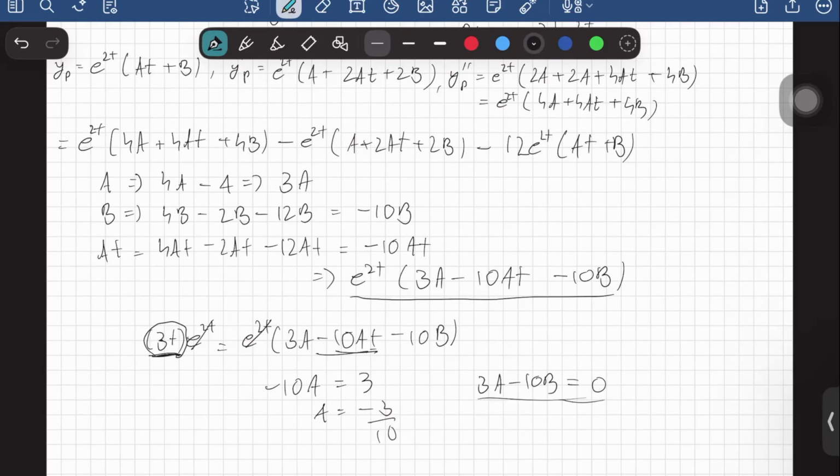So we have an equation given to us, and we can just plug this value in. What this tells me is 10b equals 3a, right? And we already found what a was. A was negative 3 over 10. And I can just find 3 over 10 multiplied by negative 3 over 10. That just gives me b is negative 9 over 100.